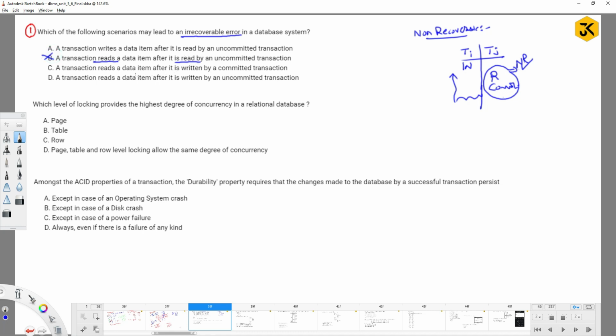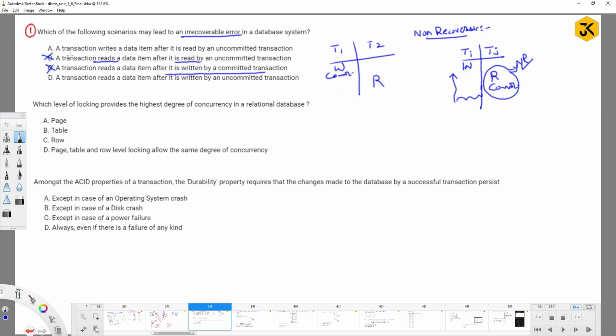What about the next option? A transaction reads a data item after it is written by a committed transaction. Meaning transaction T1 is there, transaction T2 is there. One transaction is reading a data item written by another transaction, and that transaction is a committed one. Is there any particular problem? No. This option also has no problem.